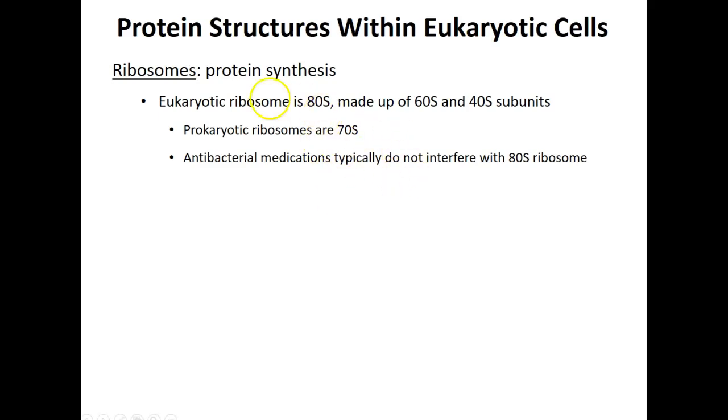The ribosomes are the site of protein synthesis within eukaryotic cells. However, unlike prokaryotic cells, the size of these ribosomes will be different. Eukaryotic cells have 80S ribosomes, whereas prokaryotic cells have 70S ribosomes. So once again, please appreciate the difference in the ribosomes.